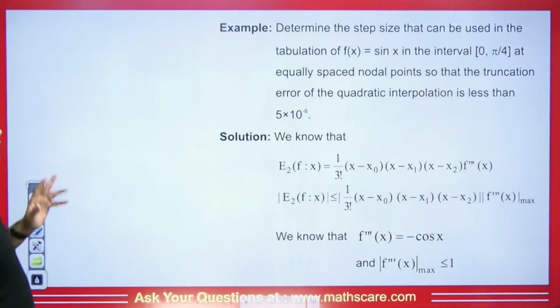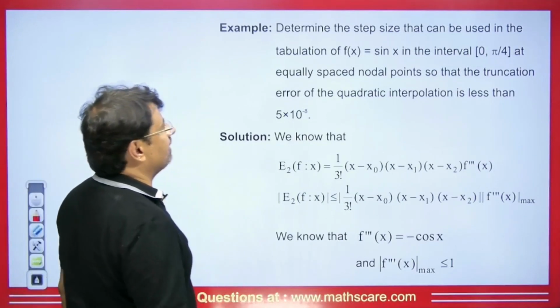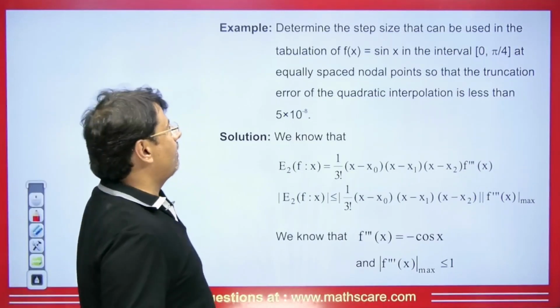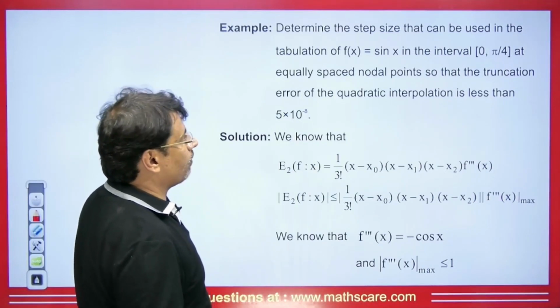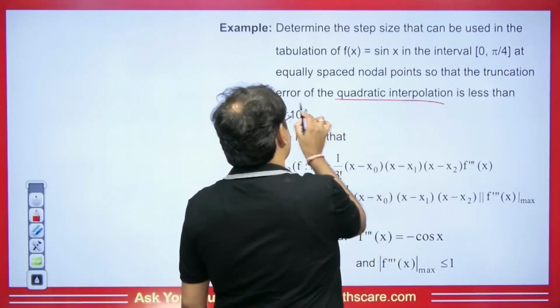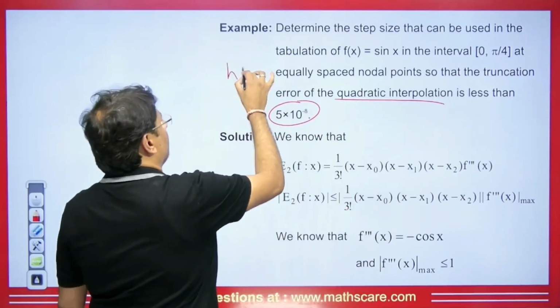So next question, see here, which is based on Lagrange concept. We will determine the step size that can be used in the tabulation of f(x) = sin x in the interval from 0 to pi by 4 at equally spaced nodal points so that the truncation error of the quadratic interpolation is less than 5 into 10 to the power minus 8. Find the value of h, which is the step size.